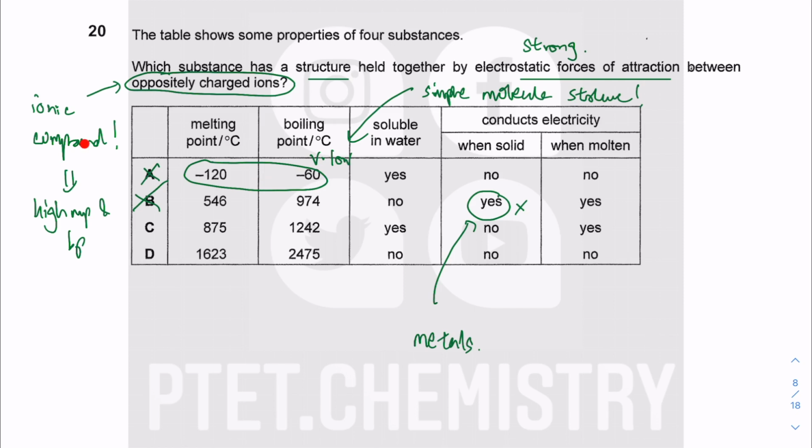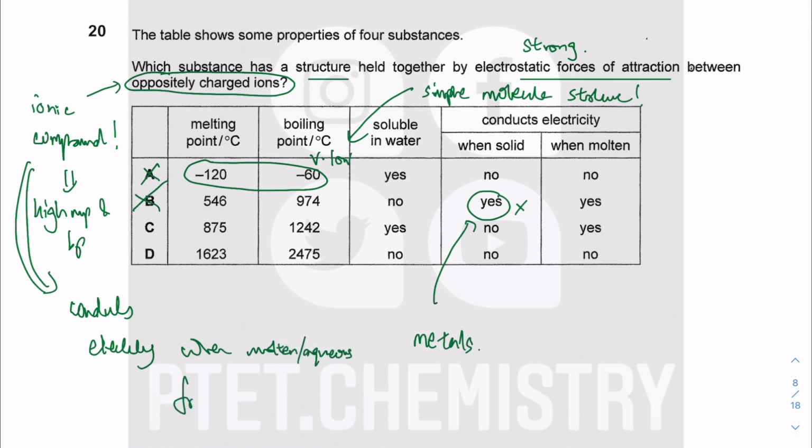Now an ionic compound, also stated in the syllabus, conducts electricity when molten or aqueous, because you have got free ions. Okay, when you become molten or when you are dissolved in water. So here, conduct electricity when molten, yes. Conduct electricity when molten, no. So D is wrong, only C is the correct answer there.